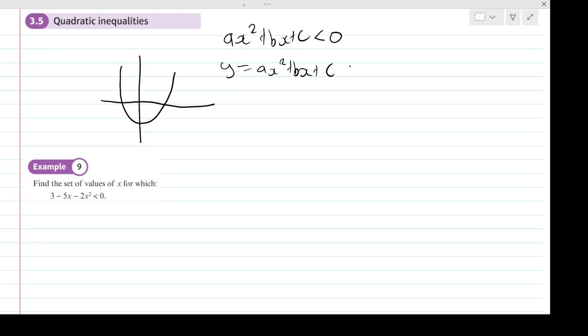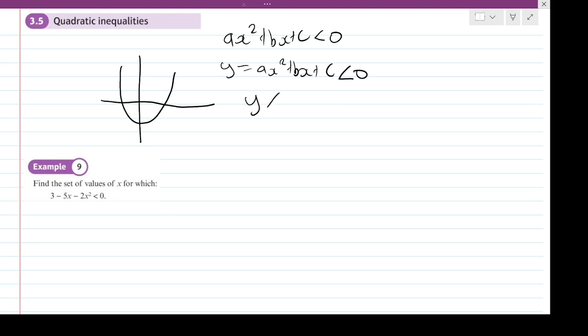Now, if we're saying that this is less than zero, well, because y equals this, when we plot this quadratic curve, if we want it to be less than zero, we want y to be less than zero, don't we? And y is just the y-axis, so y here and x here. So if y is less than zero, what we're interested in is when the curve goes below zero, when y is negative. So the negative y-axis right down here, okay?